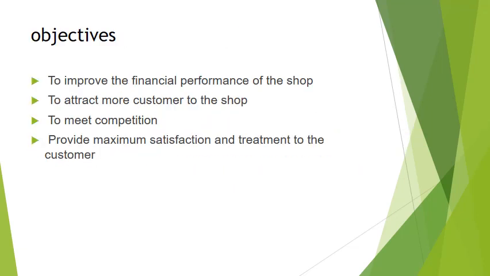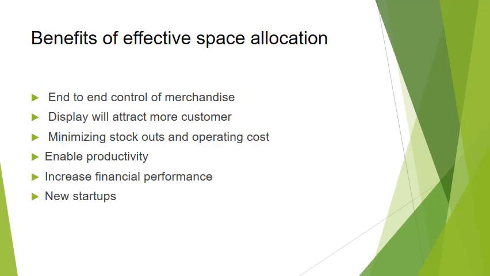The objectives of space allocation are to improve the financial performance of the shop, to attract more customers to the shop, to meet competition, and to provide maximum satisfaction and treatment to the customers. Next, the benefits of effective space allocation: end-to-end control of merchandise, display that will attract more customers, minimizing stock out and operating costs, enabling productivity, and increasing financial performance.